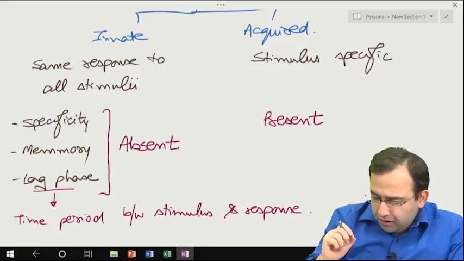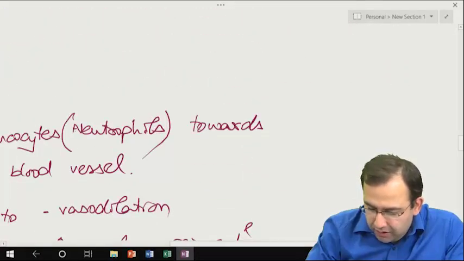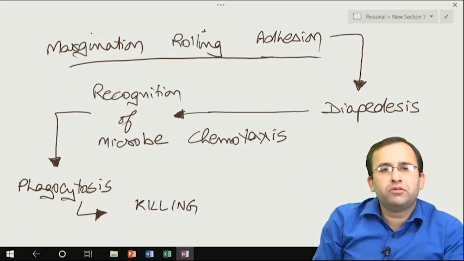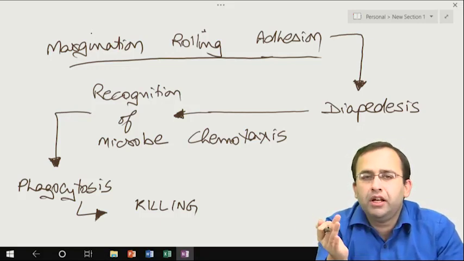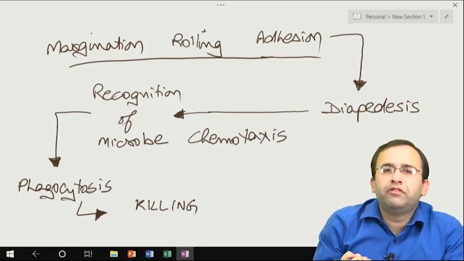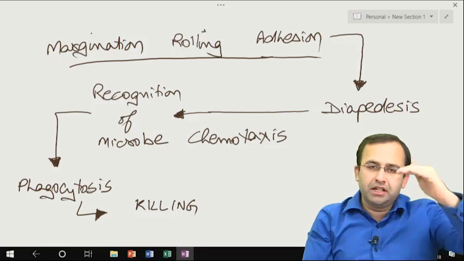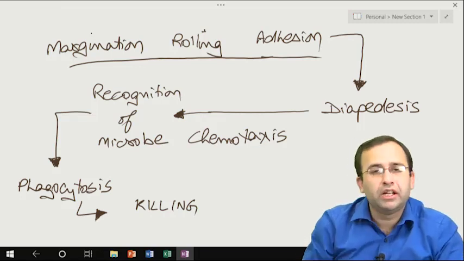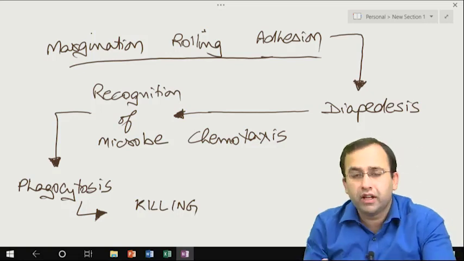You know this. My question to you is, all these steps of inflammation, from margination to killing, are these the steps of innate immunity or the steps of acquired immunity? Answer: these are the steps of innate immunity. Whichever the stimulus, whichever the antigen, it is margination, rolling, adhesion, chemotaxis, killing. So if there is a problem in any one of these steps, it will be a disease of innate immunity.